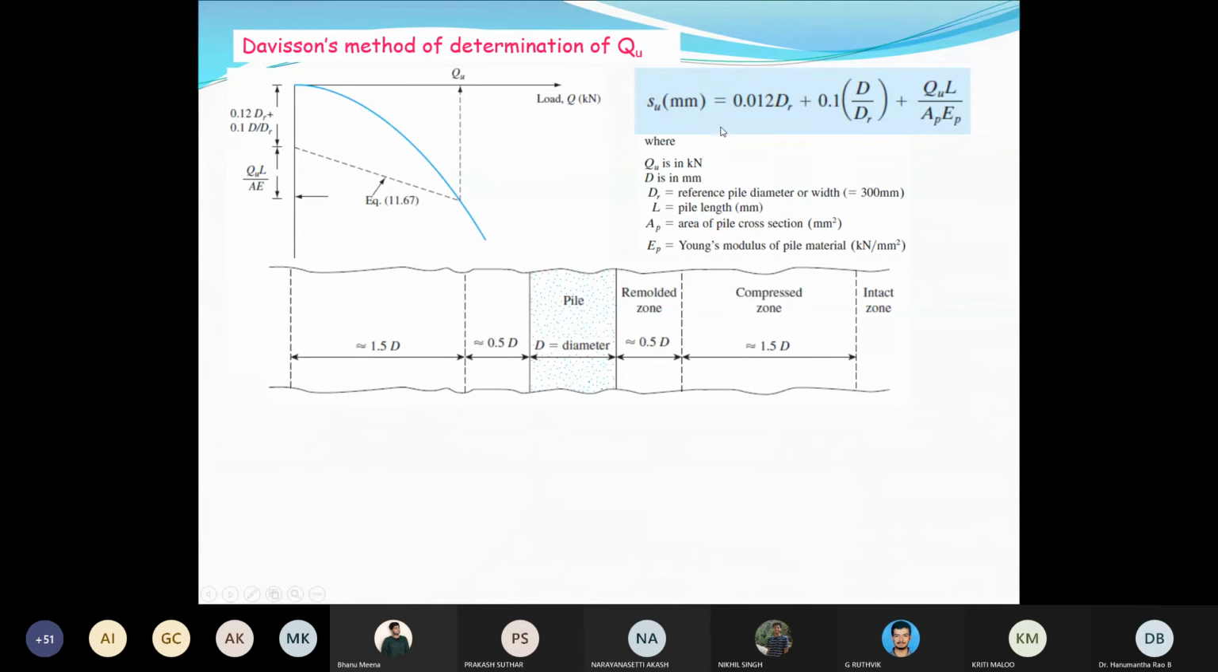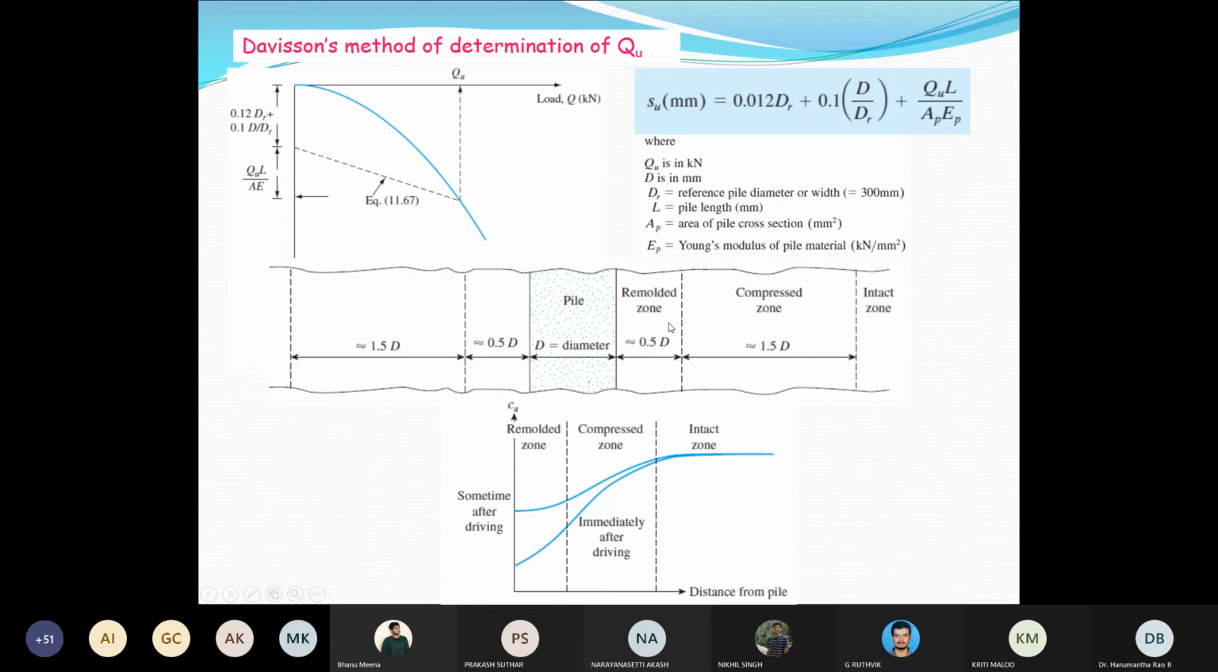Here all the terms are also defined. SU is total settlement, dr is a reference pile diameter or width, and d is the diameter of the pile in millimeter. QU is ultimate load, L is length of the pile, AP is cross-sectional area, and EP is elastic modulus.